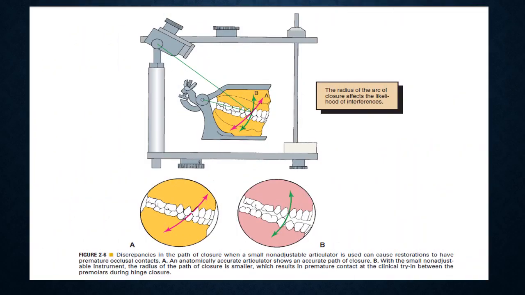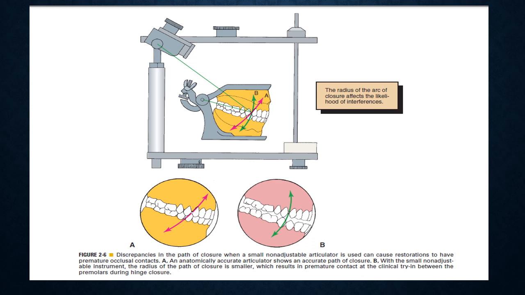As you can see, regarding the disadvantage of simple articulators, the arc of closure in A, which is the semi-adjustable articulator, much resembles the one in the human being, but in B, the arc of closure is very close to the intercondylar axis. This might cause a premature contact at the try-in.